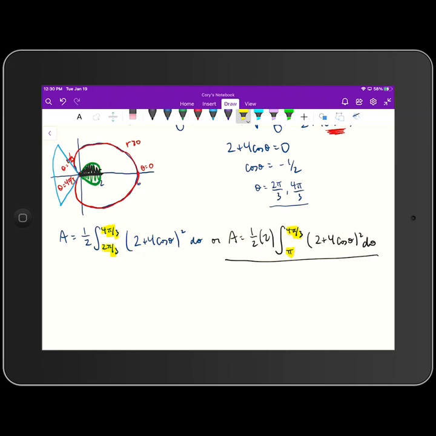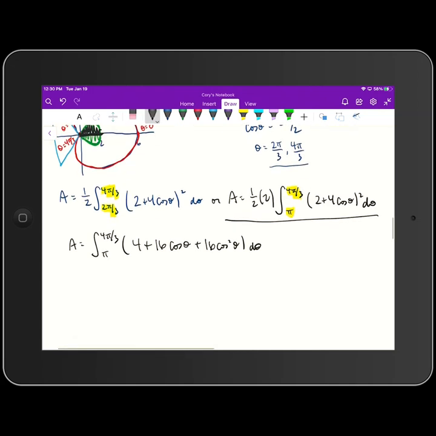Okay, so let's go ahead and expand this. So area here will be equal to 1/2 times 2 is 1. So we have the integral from pi to 4 pi over 3. I'm going to FOIL out (2 plus 4 cosine theta) squared. So that's going to become 4, plus 2 times 4 times 2 is going to be 16 cosine of theta, plus 16 cosine squared of theta, d theta.